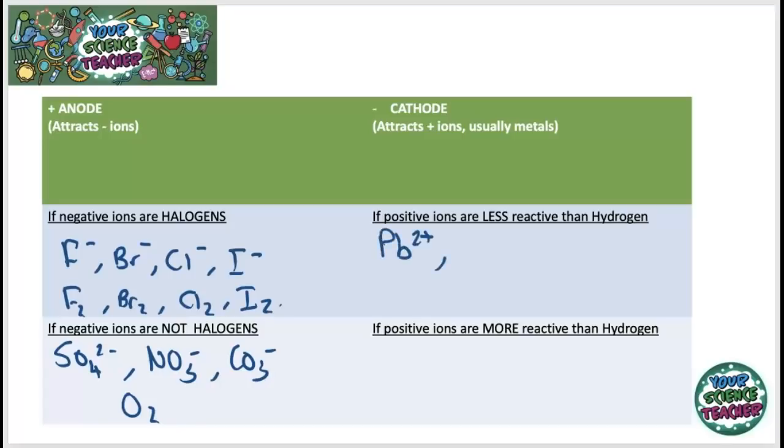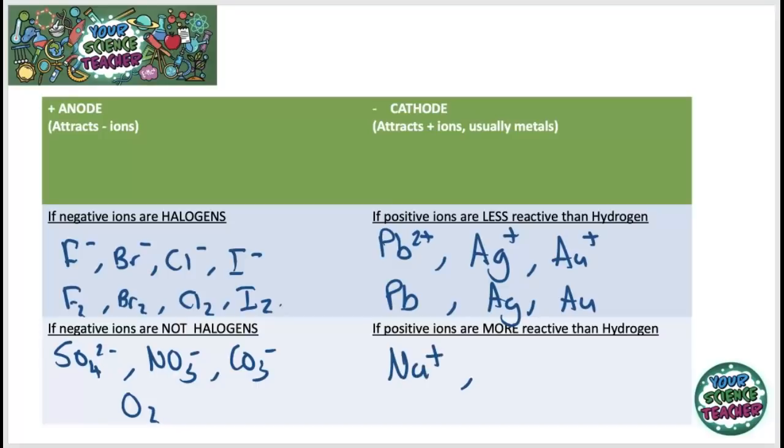Now, if you have a metal less reactive than hydrogen, for example, you have lead, or you have silver, or you have gold, then these are the metals that you will make at your cathode. However, if your positive ions are more reactive than hydrogen, say for example if you have sodium, which is a very reactive metal, or you have calcium, which is another example of a reactive metal, or aluminium, then at these electrodes what you'll make instead is hydrogen.